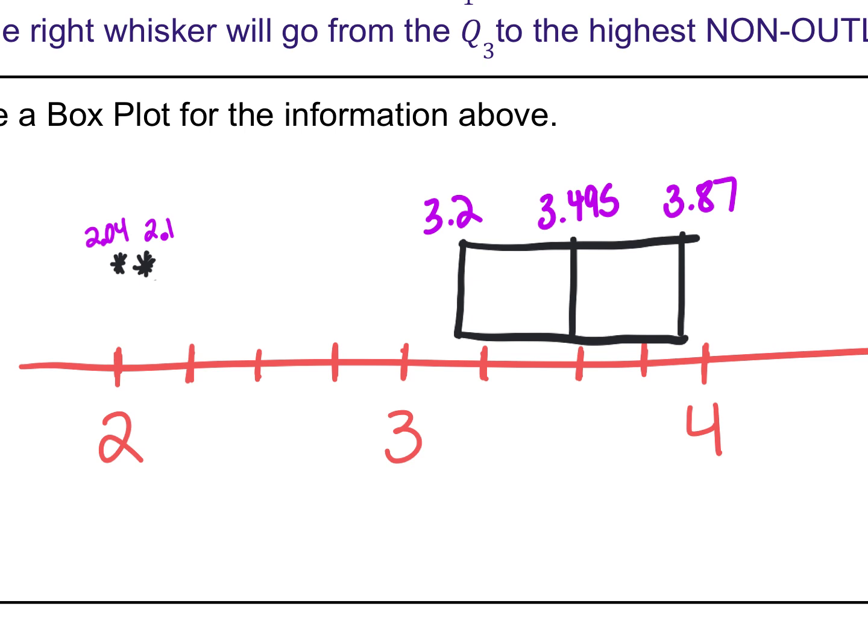So what I mean by that is, if I look on my low side, we said that the minimum was 2.04, right? But isn't that an outlier? Yeah, so this line cannot extend that far. So then what I'd want to do is find my next lowest point, which would be 2.1, but that's also an outlier, right? So again, it can't go that far. So what would be the next lowest point after 2.04 and 2.1?